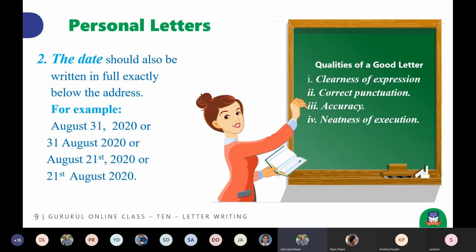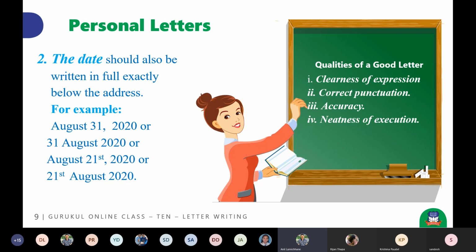So now number two, the second step is date. First address and second step date. The date should be written in full exactly below the address. Exactly below the address, it must be full. The full date must be written. The day, month, and year must be clear.